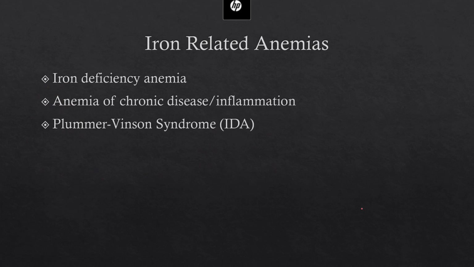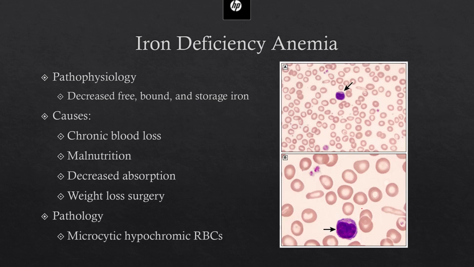So the three iron-related anemias that we'll talk about are iron deficiency anemia, which is by far the most common anemia, anemia of chronic disease, which is also referred to as anemia of inflammation, and then I'll talk briefly about something called Plummer-Vinson Syndrome, which is a form of iron deficiency anemia. So IDA, or iron deficiency anemia, the pathophys here is, well, you just have decreased free, bound, and storage iron. All forms of iron are low in iron deficiency anemia.